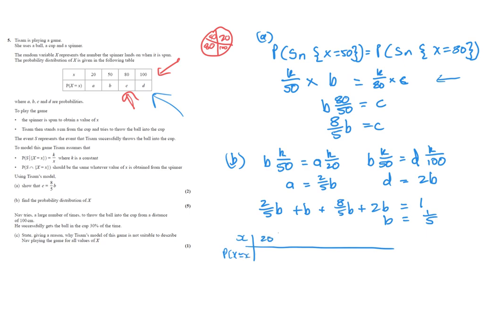So for 20, A is 2/5 of B, so 2/5 of that is going to be 2 over 25. We know the B already is a fifth. For the 80, we want the C value, so that's 8/5 of B, so that must be 8/25. And then for the 100, it's going to be 2 lots of B, so 2/5. Whoops. Let's just go with our logic.